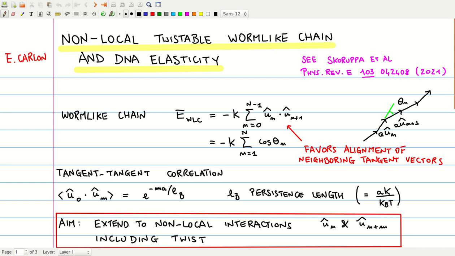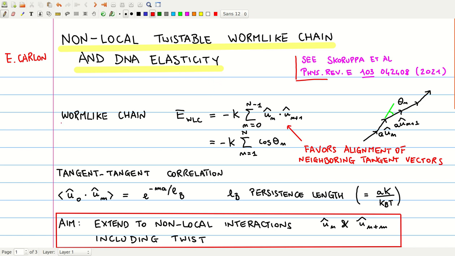Hello everyone. In this short video I'm going to give some details about the calculation of the bending persistence length for a non-local twistable worm-like chain, introduced in a paper of our group about DNA elasticity. The reference is given here. The calculations I'm going to describe now are in Appendix C of that paper.